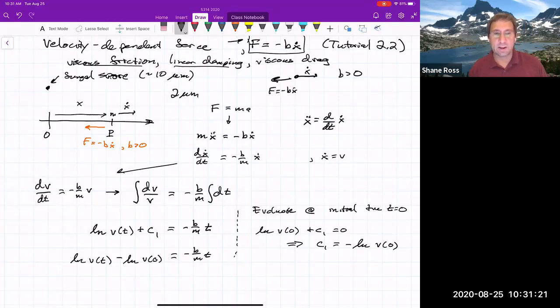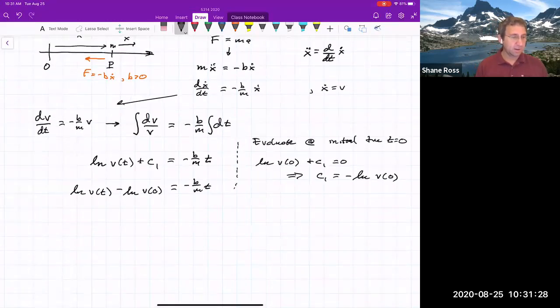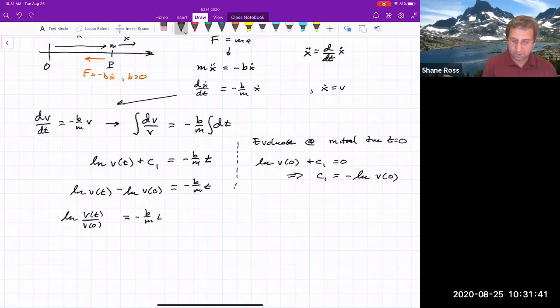If you remember how to handle logs, if you have log of something minus log of something, you could just write that as the log of the fraction, this over this, equals negative b over m t. Now take the exponential of both sides.